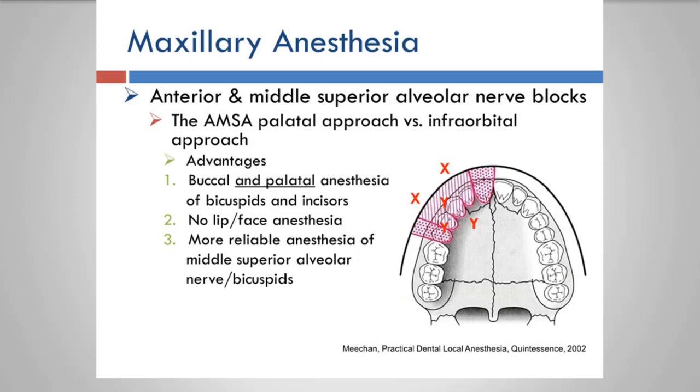And also, patients recover from anesthesia faster. They can go back to work. They don't have that numb lip sensation and so forth. Also, this is much more reliable for getting anesthesia of the pulps of the bicuspid teeth as well. So this very simple injection onto the palate gives us actually better anesthesia than the conventional infraorbital approach.